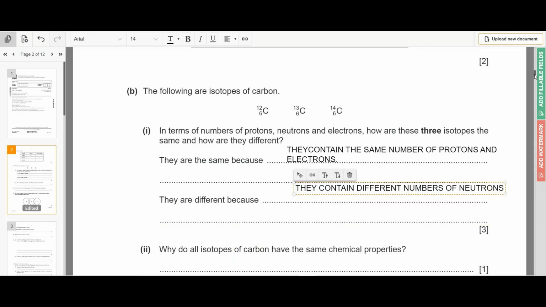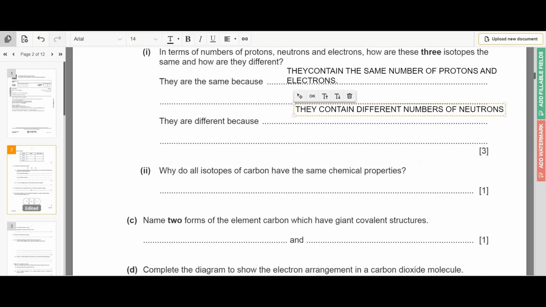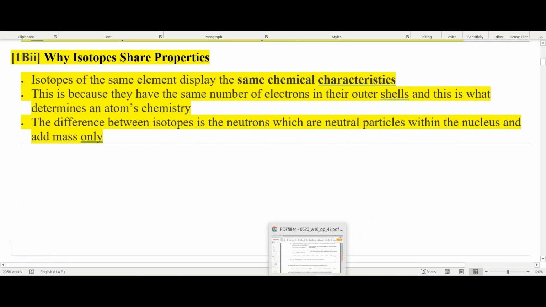Why do all isotopes of carbon have the same chemical properties? This is a 1-mark question, and we are being asked why these isotopes of carbon have the same chemical properties. You need to be familiar with the statement on why isotopes share properties. These isotopes of the same element display the same chemical characteristics. This is because they have the same number of electrons in their outer shells. This is the point we are looking for. This is what determines an atom's chemistry. The difference between isotopes is the neutrons, which are neutral particles within the nucleus and add mass only.